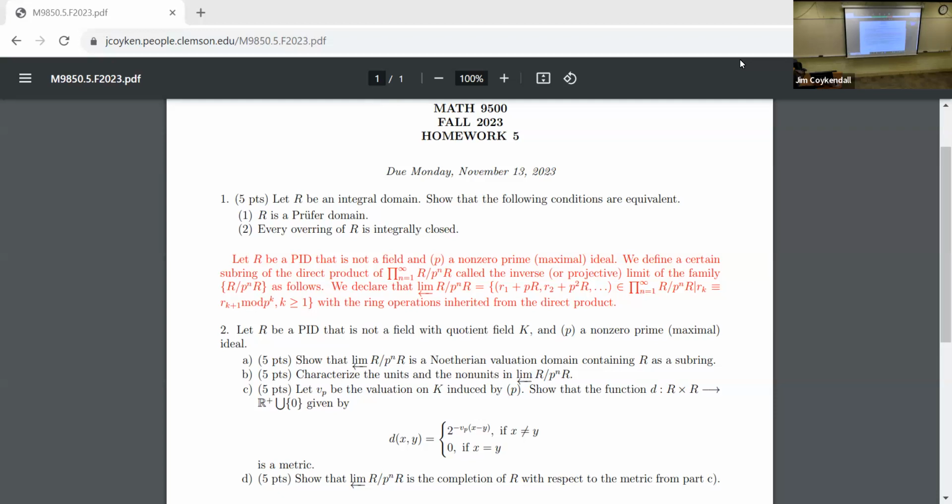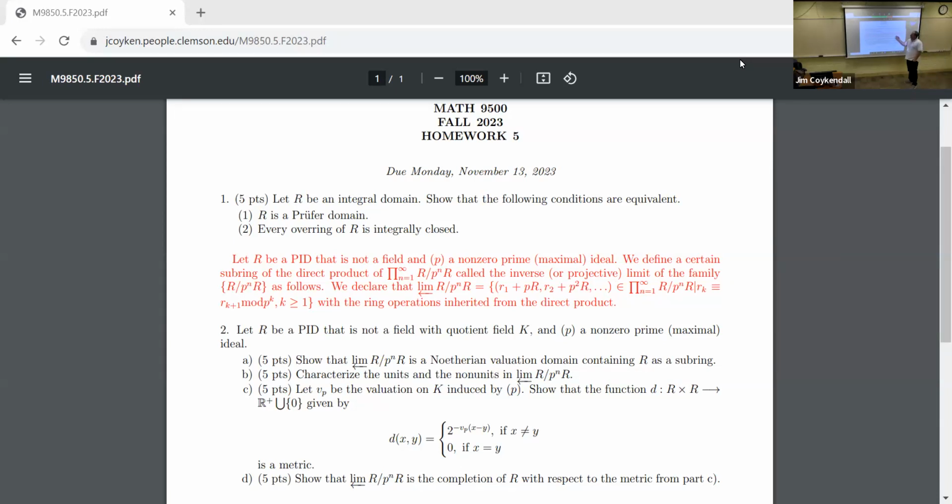One direction we kind of know from the stuff we've done in class. That is, the easier direction: if R is Prüfer, then every overring is integrally closed. On the other hand, the other direction is interesting. Show that if you have some domain and you know that every overring is integrally closed, it turns out to be Prüfer. That one, the 2 implies 1, is a little bit tricky. So think about that. You're going to need the fact that every overring is integrally closed. That came up pretty heavily in what I did.